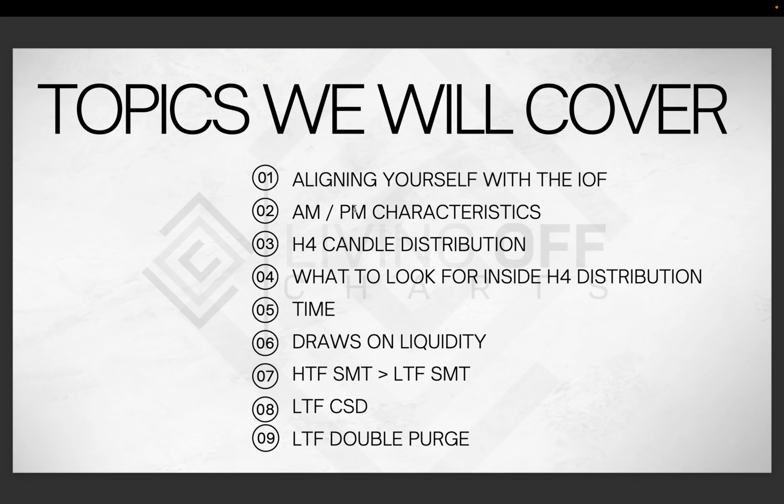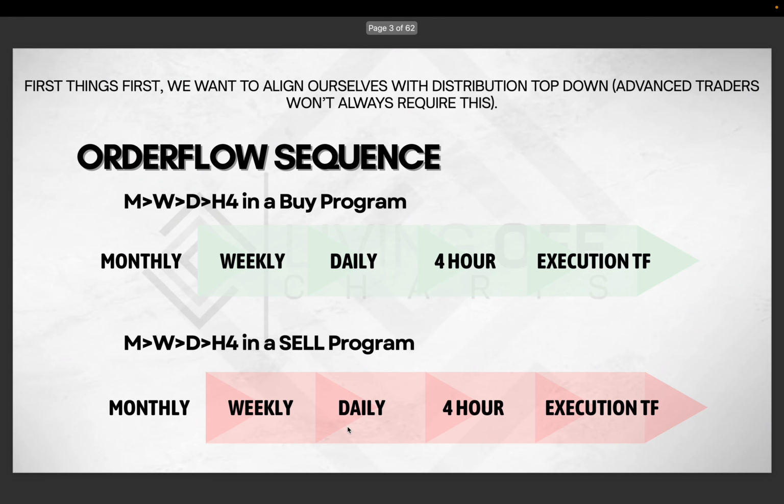We're going to cover aligning ourselves with the institutional order flow top down, AM and PM session characteristics, and I'll show you a few examples of this, H4 candle distribution, what to look for in a H4 candle distribution, what time to focus on our trades, different types of draws on liquidity we're going to be looking at, higher time frame SMT to lower time frame SMT, a lower time frame change in the state of delivery, and a lower time frame double purge.